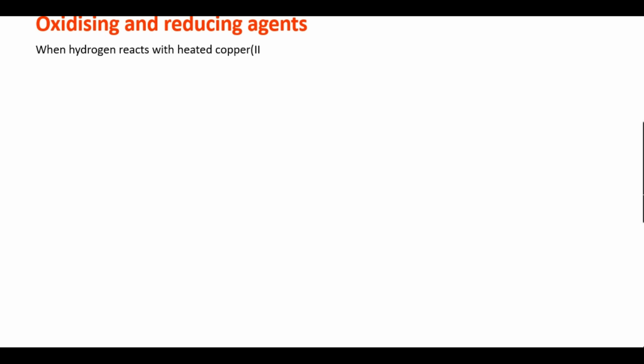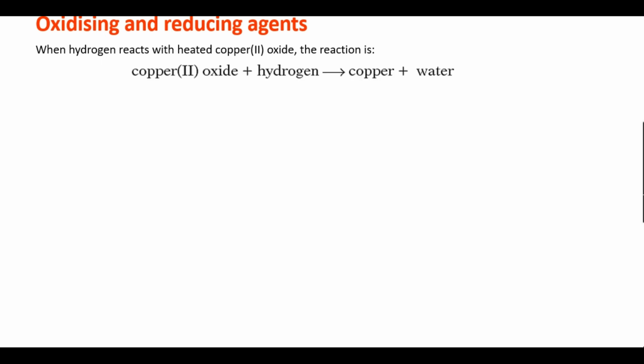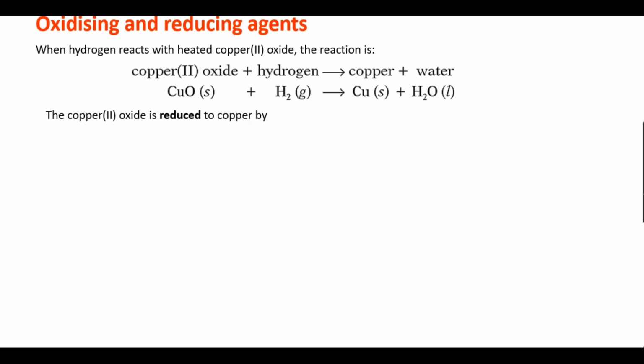For this, we are going to understand that when hydrogen reacts with heated copper oxide, the following reaction takes place. In this reaction, you can easily see that the copper oxide is reacting with hydrogen gas and producing copper and water. So we can say the copper 2 oxide is reduced. Why? The reason is that the copper oxidation state is decreasing from +2 to 0.